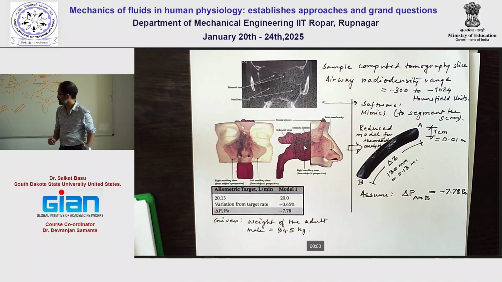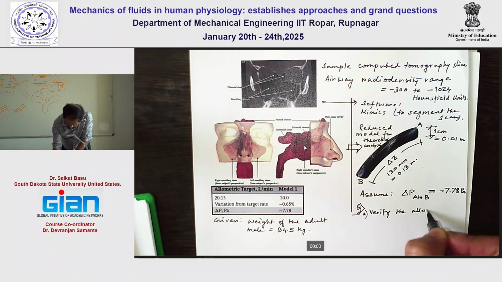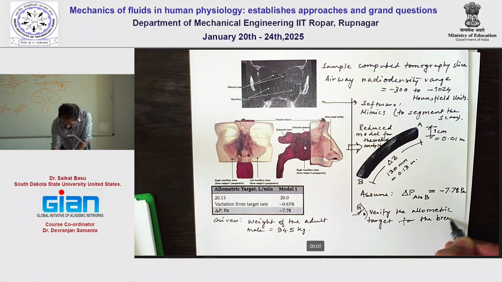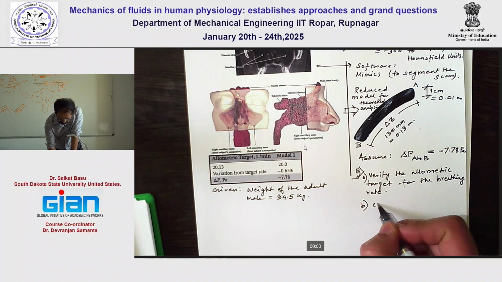We have already verified that; that was the first question. If you look at your lecture notes, I first have the students verify the 20.13 liters per minute, the allometric breathing rate. So in terms of questions, verify the allometric target for the breathing rate, which we already did.